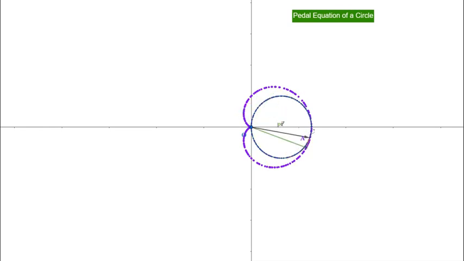So here, the heart-shaped figure that you see is the graph of the pedal equation. And we have to arrive at the expression for that pedal graph. So let's see how we can arrive at that. Now remember, this is angle beta, the angle between the radius vector and the tangent, and this is theta, the angle between the radius vector and the x-axis.